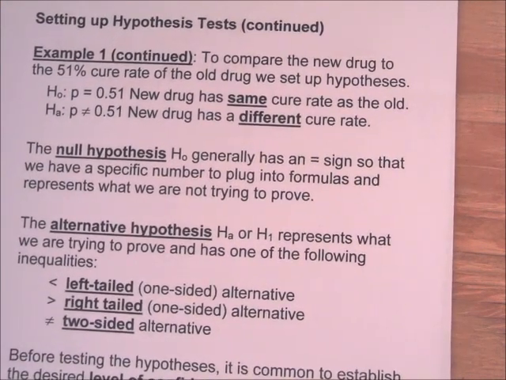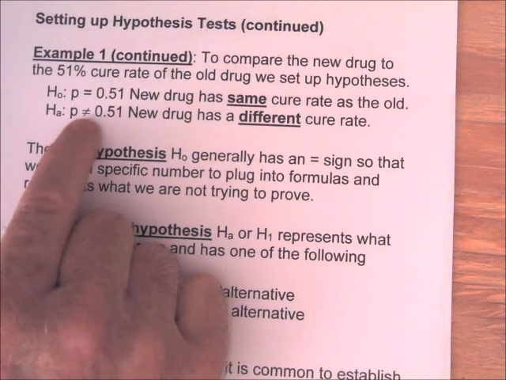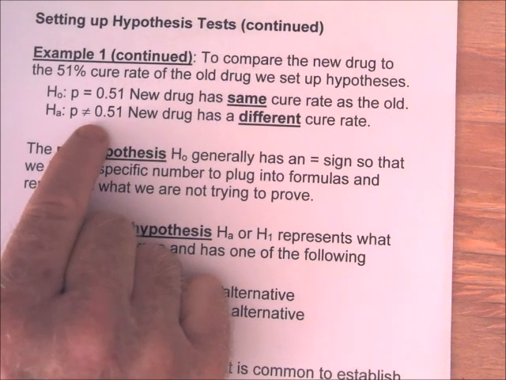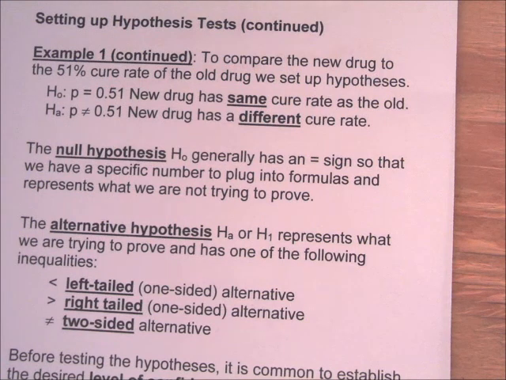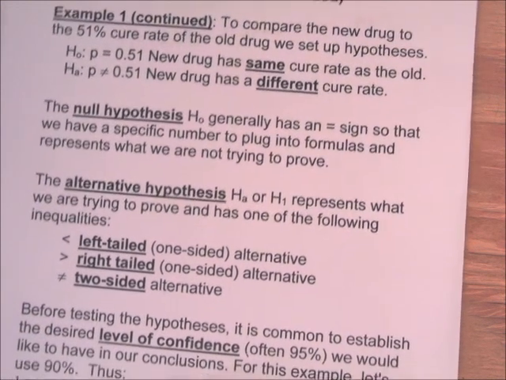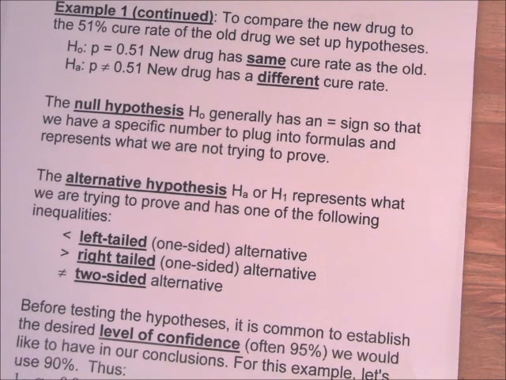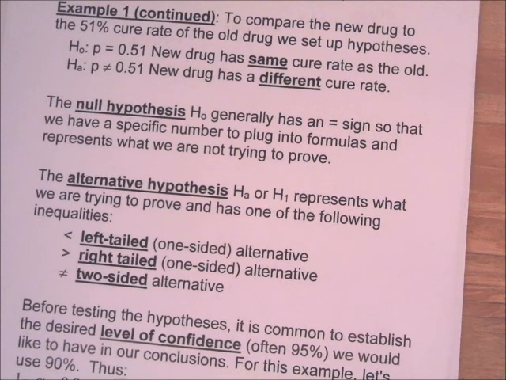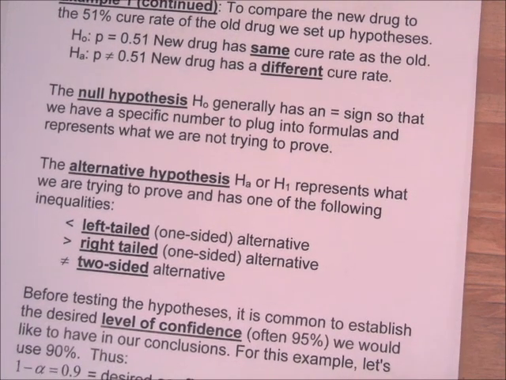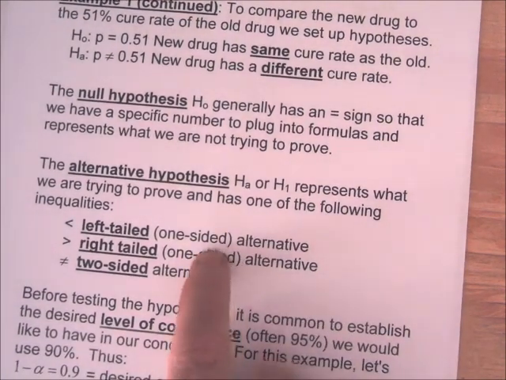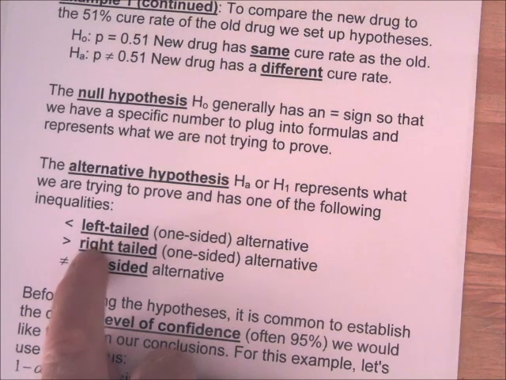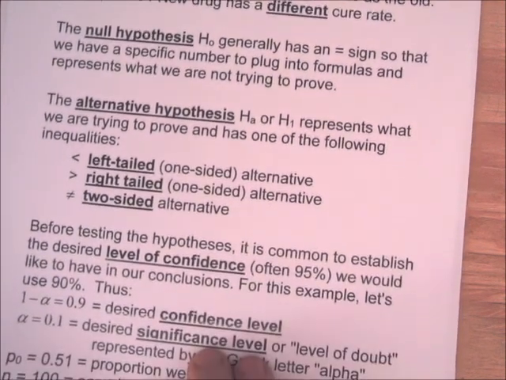Oftentimes, if you're testing a new drug, you would want a greater than symbol here, because you would only be interested in using the new drug if it had a better cure rate than the old drug. So you have to pay attention to how the question is worded. So usually the alternative hypothesis represents what we're trying to prove. So it could be a less than, greater than, or not equal to symbol.